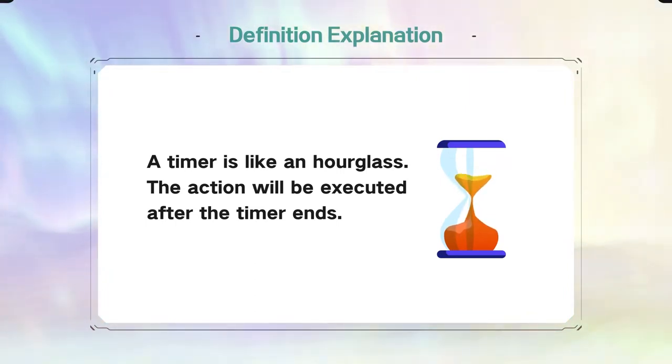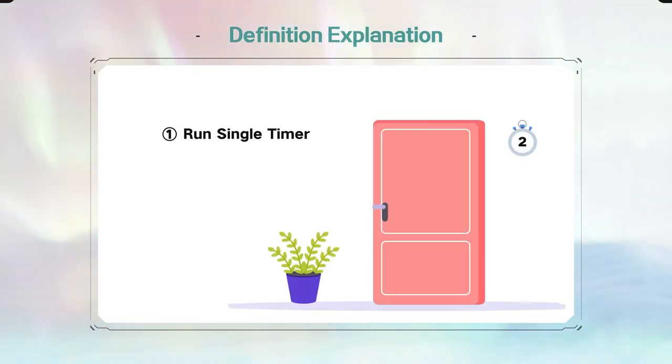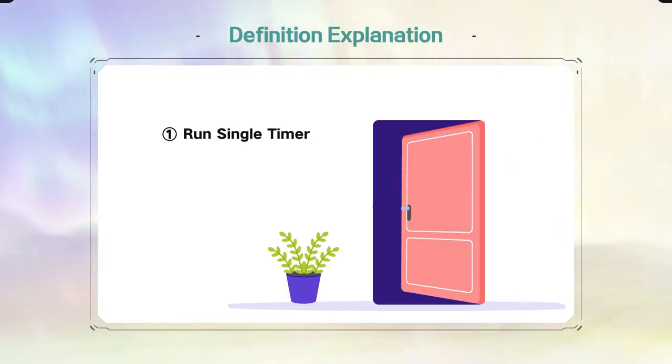In Clickly, there are three types of timers. The first one is run single timer. The action is executed after a set period of time. For example, count to 3 seconds and John's door will open.